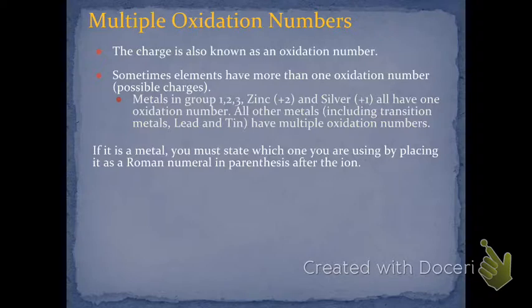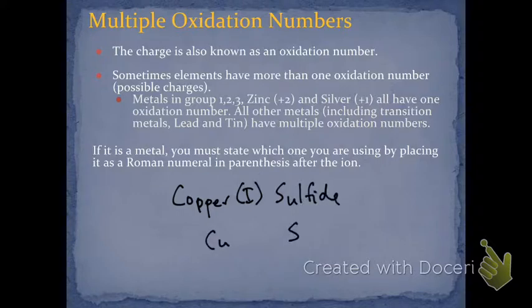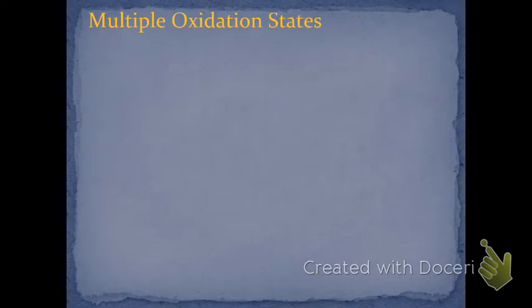So let me just give you an example. Copper is a common example that has multiple oxidation numbers. So an example could be like copper 1 sulfide. So we know this is copper. We know this is sulfur. Copper 1 just means it's +1. We know sulfur is -2, and so you need 2 coppers. So it's copper 2 sulfide. Okay, so the Roman numeral tells you the oxidation number.